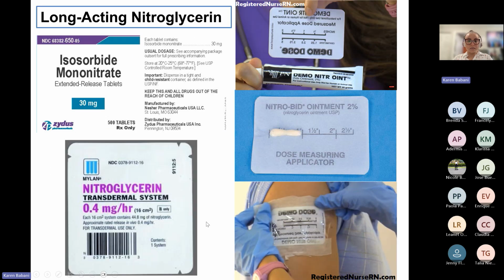That's it. Here it is. This is your long-acting. Like I said, this is not for an acute attack. This is what it will look like. These are your tablets. I guess this is an example of what that could look like. And this is an example of the patch. Remember that I told you that it was like a little paper. This is the paper, and it looks exactly like that.